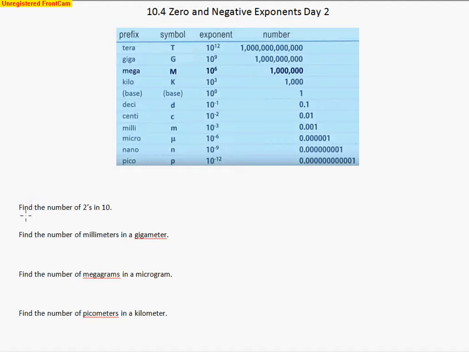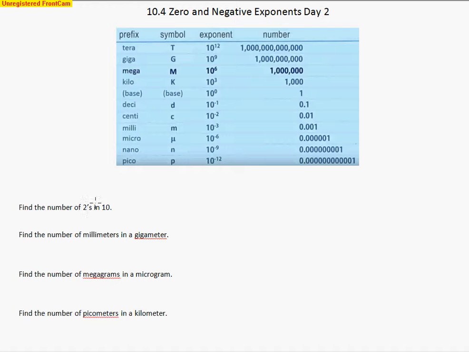It says we're supposed to find the number of 2's in 10. This is to help us understand the concept of figuring out how many millimeters are in a gigameter. If we start off with something easy, you can see the words here are pretty much the same type of words I have here. The only difference is here I'm trying to find just the number of 2's in 10, where millimeters in a gigameter might seem a little bit more difficult.